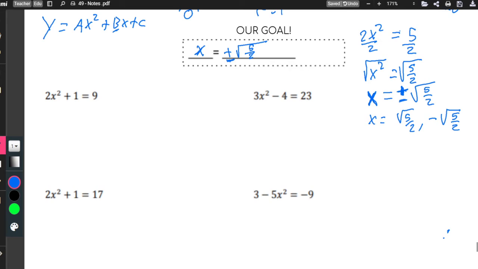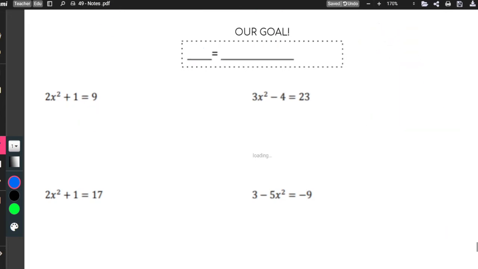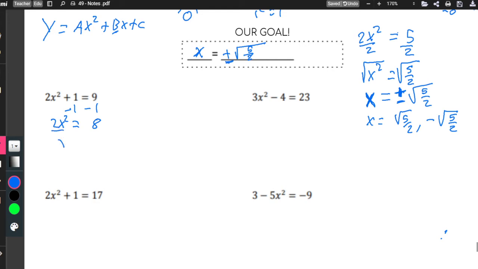So with that basic premise out, we're going to do some examples. Similar to our first one, we're going to subtract 1 to get 2x squared by itself. Positive 8. And we'll divide both sides by 2, so we'll have x squared equals 4. Then our last step: take the square root. Remember that it is x equals plus or minus the square root. The square root of 4 is 2.